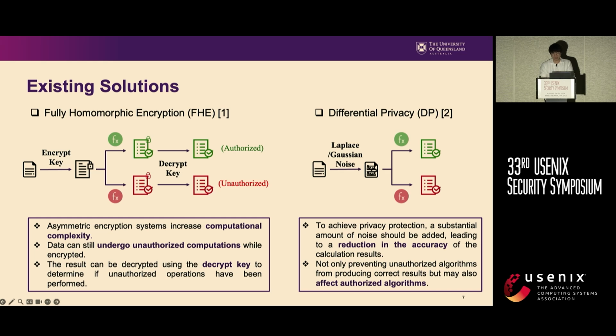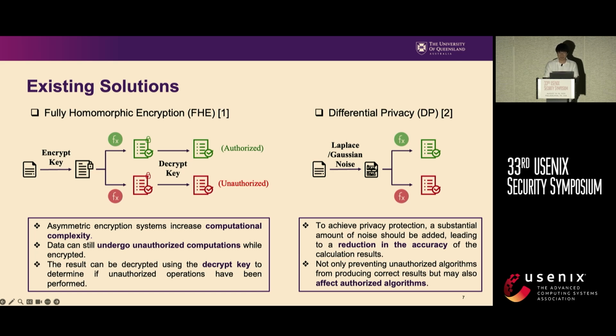But without the decryption key, they won't be able to recover any meaningful information. So the decryption key here is the key to determine whether the unauthorized algorithms have been performed or not. So we can see the drawbacks of the FHE, though, are obvious as well. The asymmetric encryption systems increase the computational complexity, and the data can still undergo unauthorized computations while encrypted.